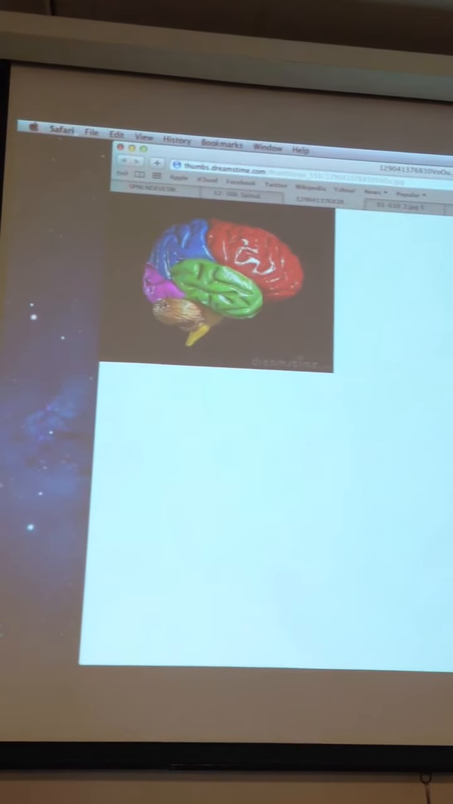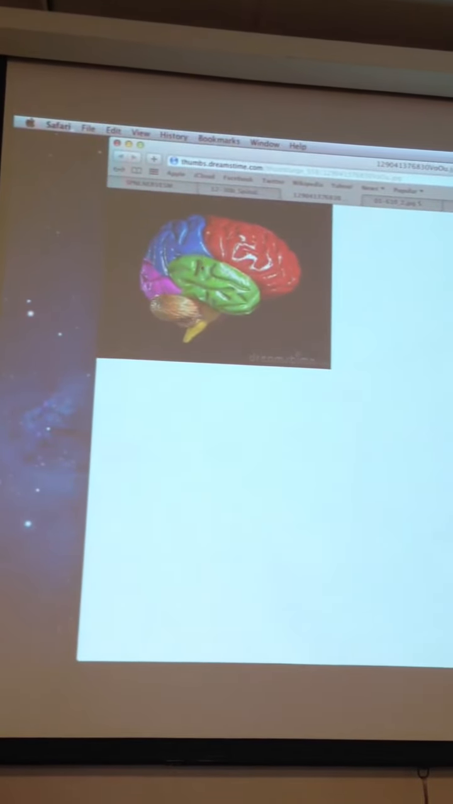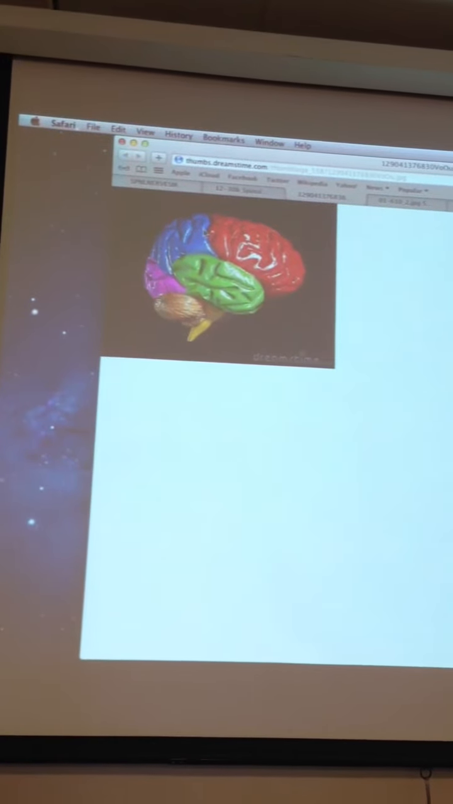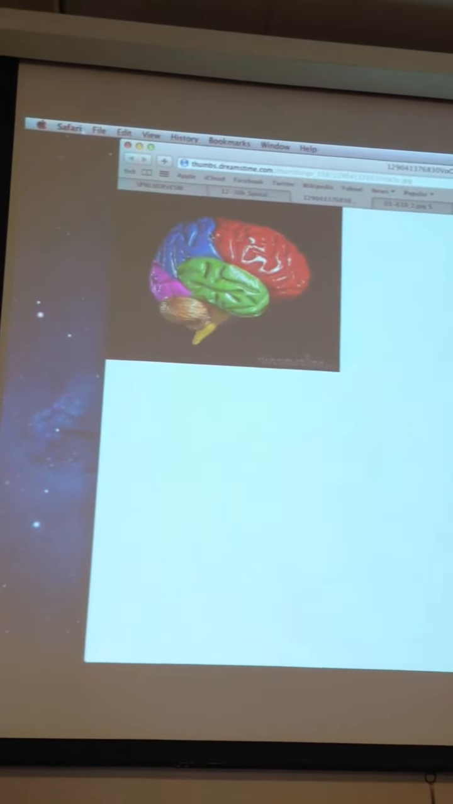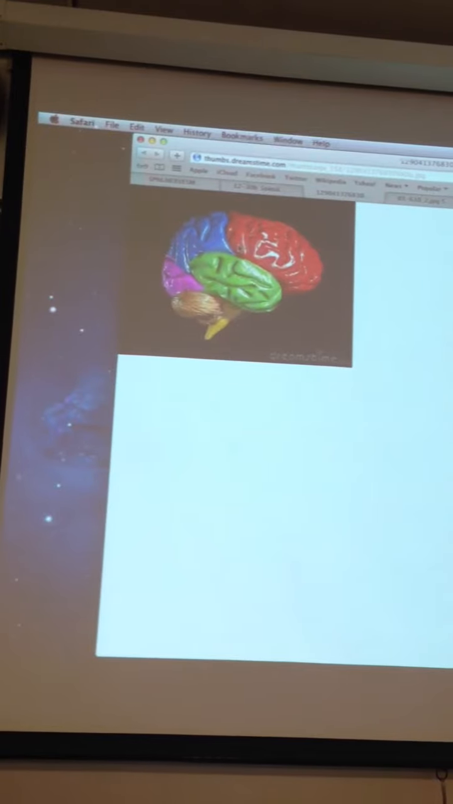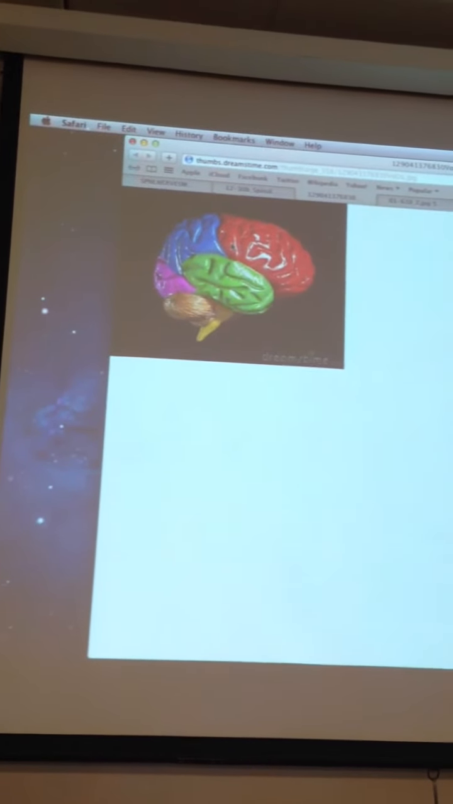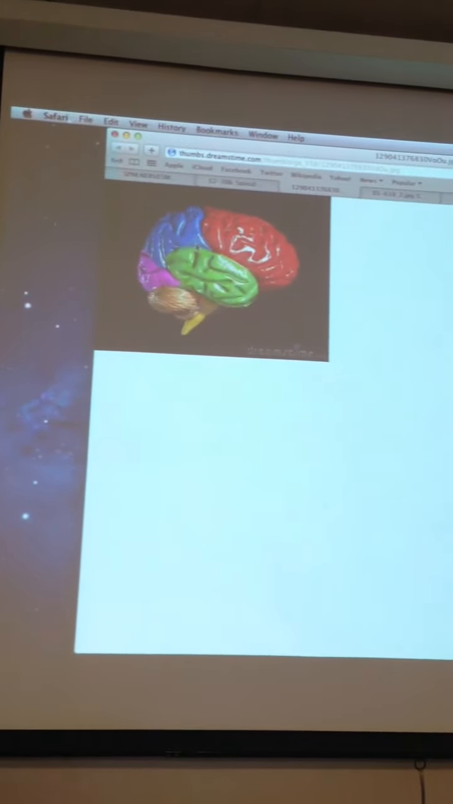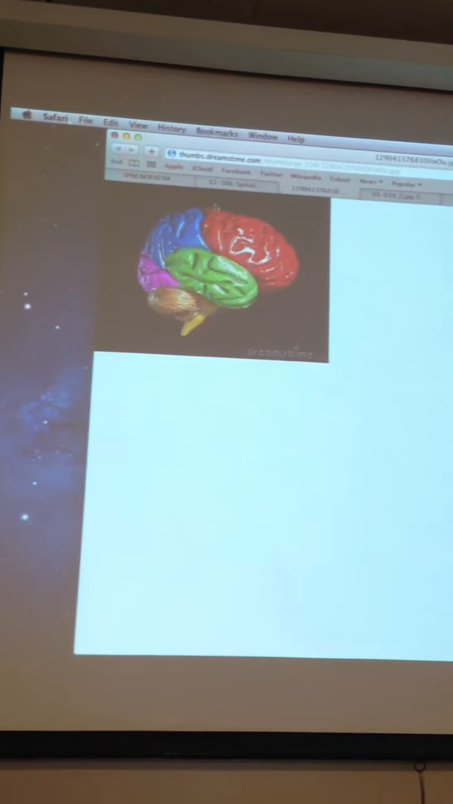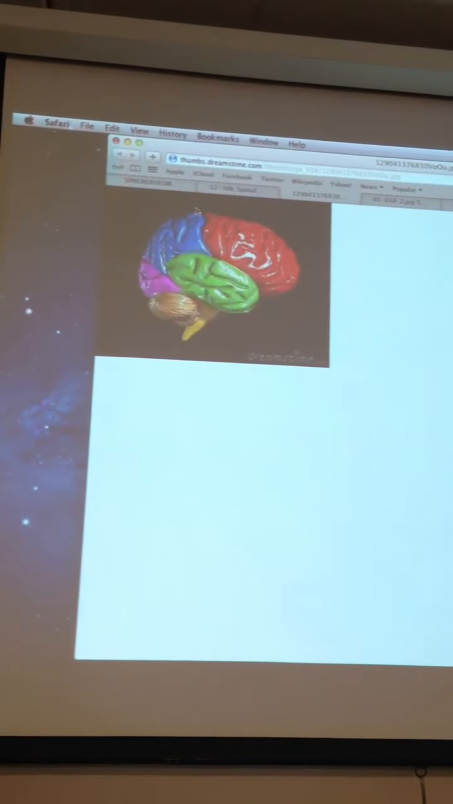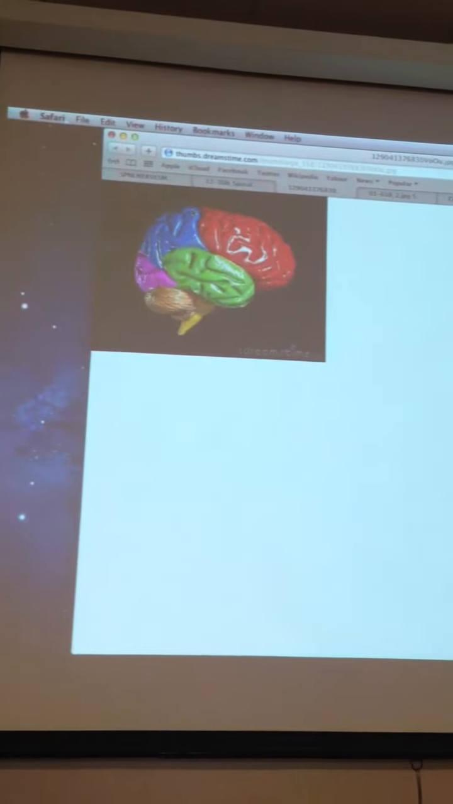Alright, so now let's talk about these special gyrus. We have our central sulcus right here, and the precentral and postcentral gyrus are just the gyrus just in front of the central sulcus and the gyrus just behind the central sulcus. So this would be the precentral gyrus and the postcentral gyrus.